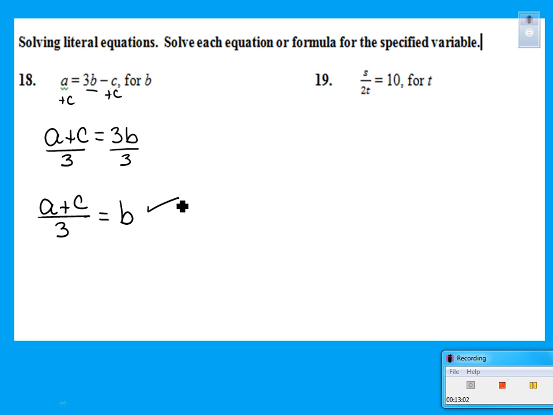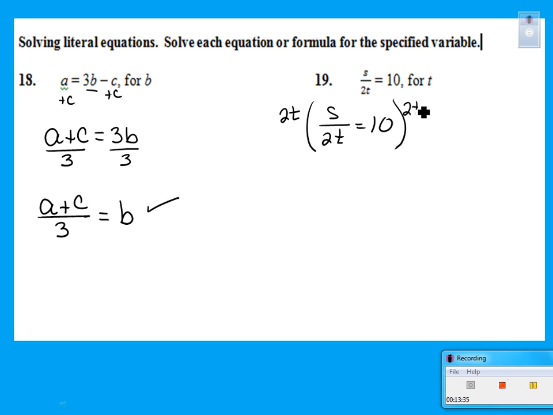On number 19, I'm going to ask this question probably about 4 or 5 times. I'm going to ask, what do you not like about s divided by 2t equal 10? And your reply should be that fraction. Whenever there's a fraction involved that we don't like, here's what we're going to do. We're going to multiply both sides by the least common denominator. Well, the only denominator here is a 2t. So I'm going to multiply both sides by 2t.